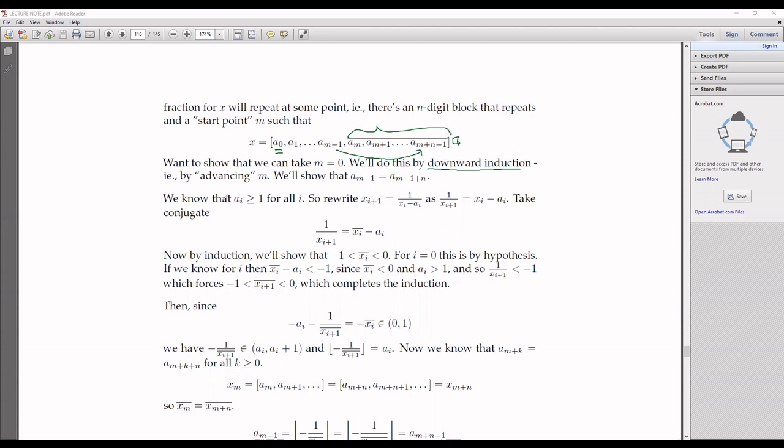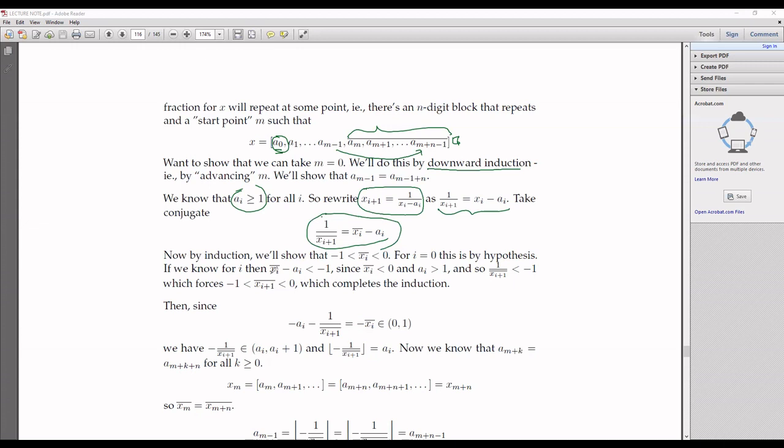First of all, these terms are all integers, so they are greater than or equal to 1 for every i. And of course, we deduce that this is a relation between x_i and x_(i-1), which can be rewritten like this. They just took the reciprocal. Now they took the conjugate on both sides to reach this equation. And there is no conjugate sign above a_i because a_i is a pure integer. There is no irrational part in a_i.